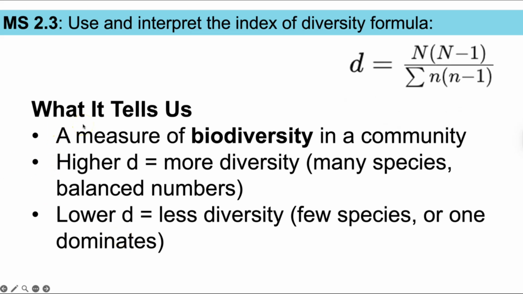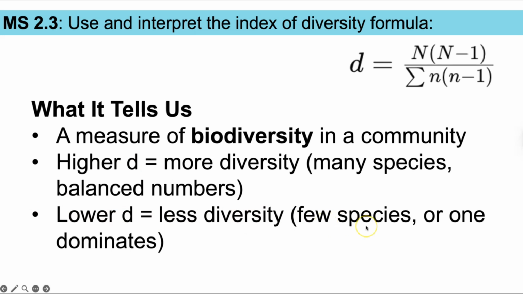First of all, why do we actually do this? As I said, it's a measure of biodiversity in the community. The higher the index of diversity, or D, that tells us we've got a greater biodiversity, which means we've got more species and more balanced population sizes in the species, meaning each species probably has a large population. A lower index of diversity means lower biodiversity.